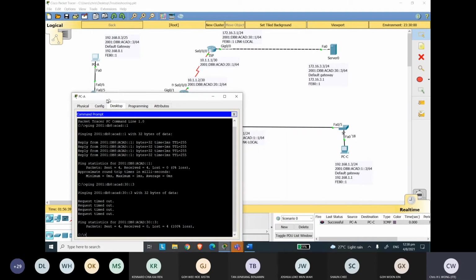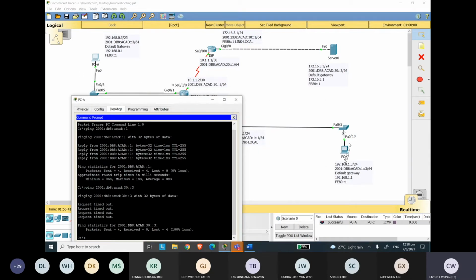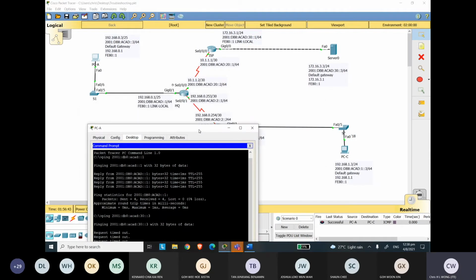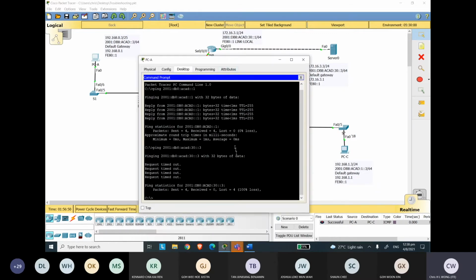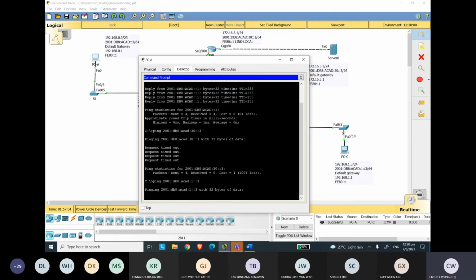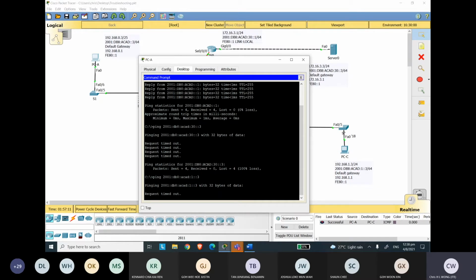Now you want to ping from PCA all the way to PCC. If it doesn't work, it means the same thing: there's something wrong with the router here, because we know that from PCA to the HQ router, there's nothing wrong. So right now, ping to PCC, please, everybody, which is ACAT::13, 2001:DBA:ACAT::13. Everybody test, please. Nope. Still nope. Again, put a no, please. All not successful.